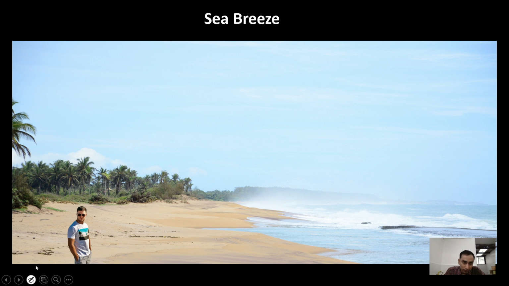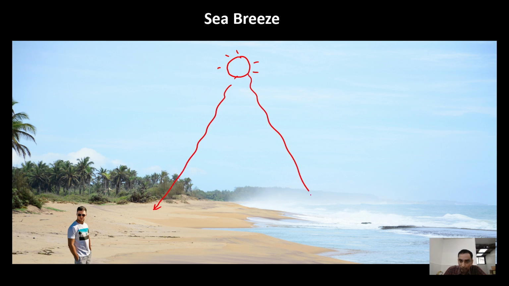Now let's take the example of the sea breeze and the land breeze. Here we have a handsome hero on the beach, and this is, say for example, the sun. Now the sun shines equally on the sand as well as the water. After a few hours, the sand becomes hot, the water also becomes hot. But the specific heat capacity of the sand is less than that of the water. Please don't take too much tension over these words. Just remember that the sand gets heated up faster compared to the water.